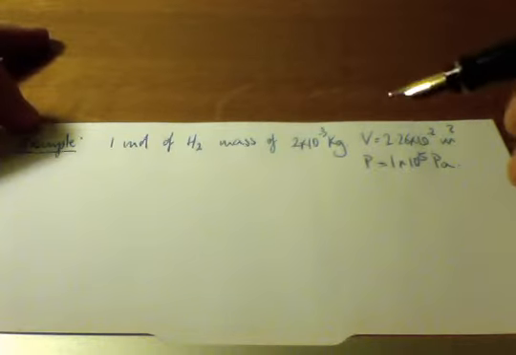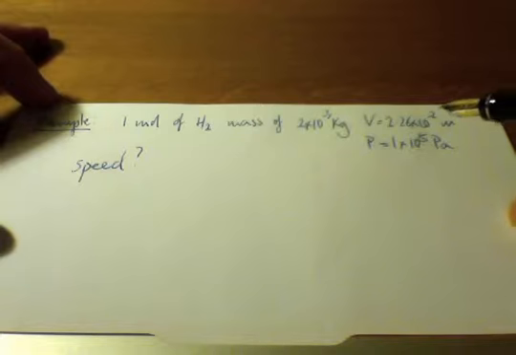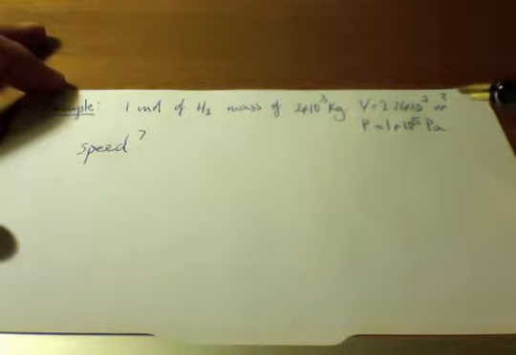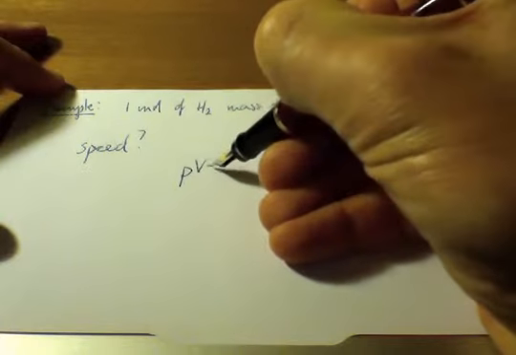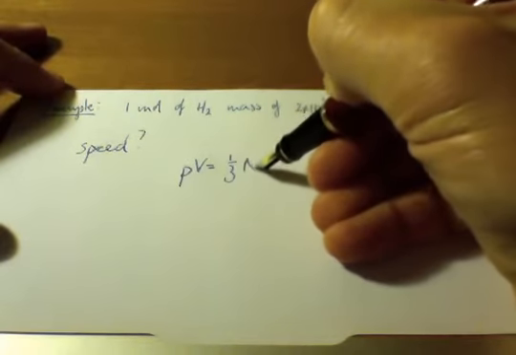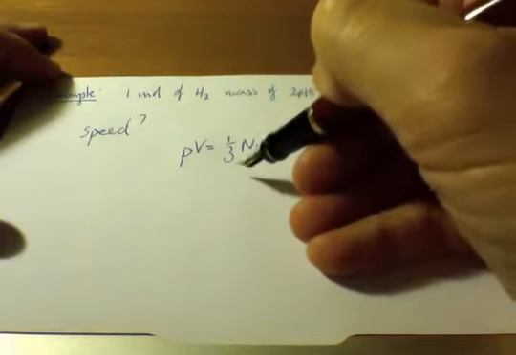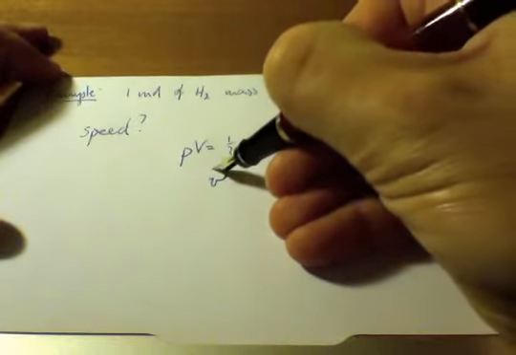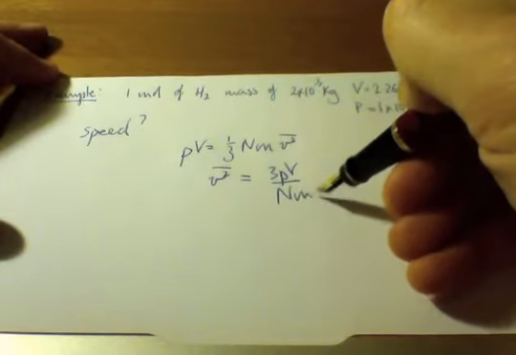Okay, if you think you know, press pause, give it a go. So we're looking for the speed. If not, I shall show you the answer right now. Okay, there's a little bit of slight rearrangement and description of terms we need to deal with here. So let's just set up the equation that we know. Simple rearrangement gives us 3PV over Nm.